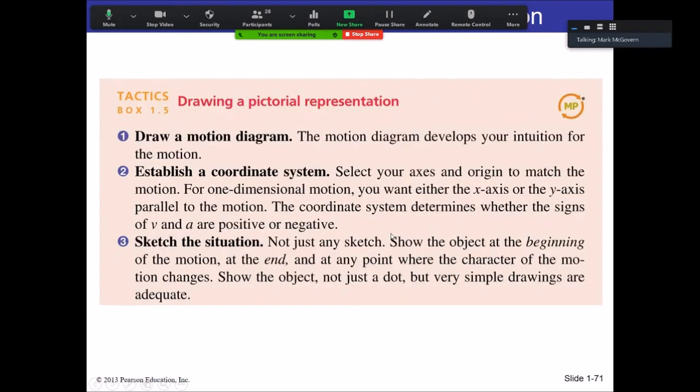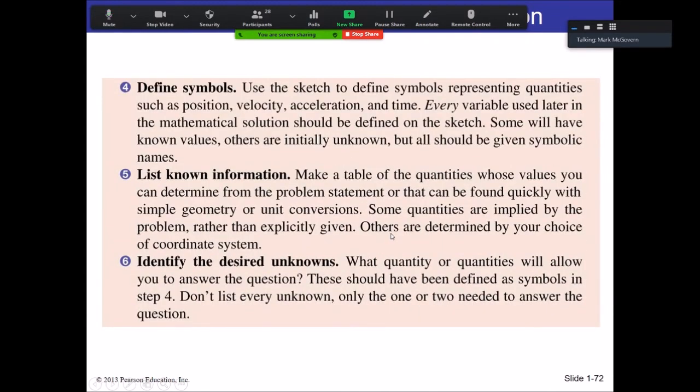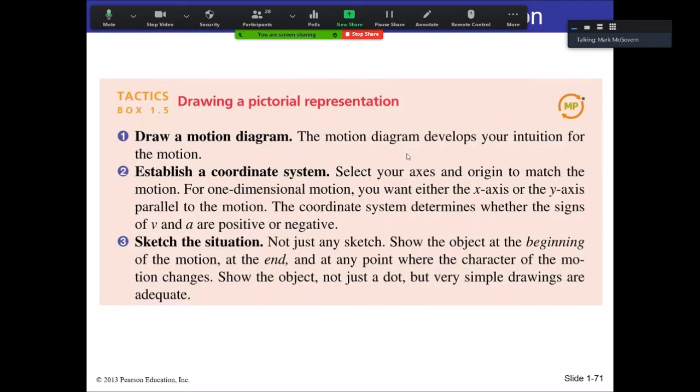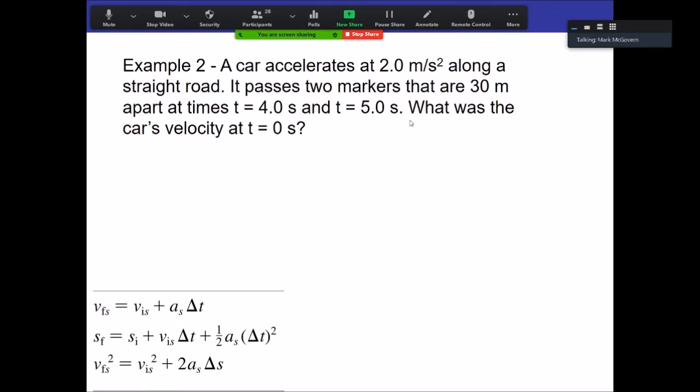This is all very broad and a little vague, I agree. That's why you're going to see some examples. So let's just jump right into an example right now, and I'll show you how I utilize a system like this to solve a problem.